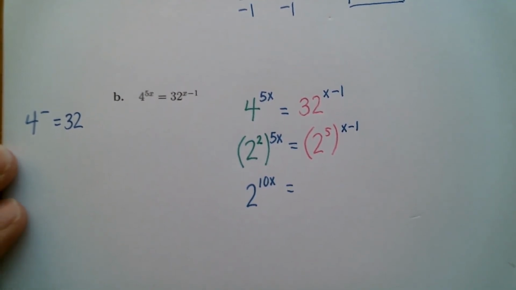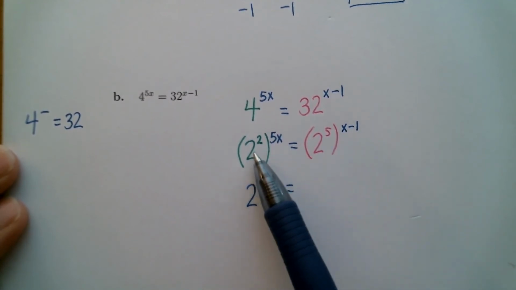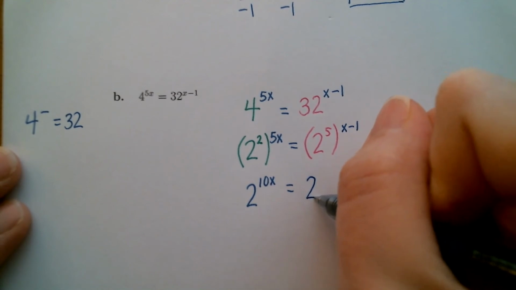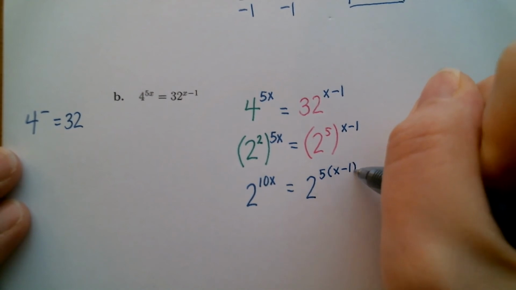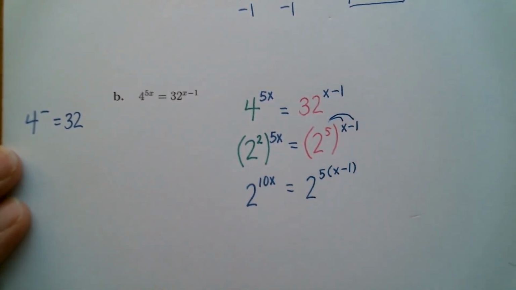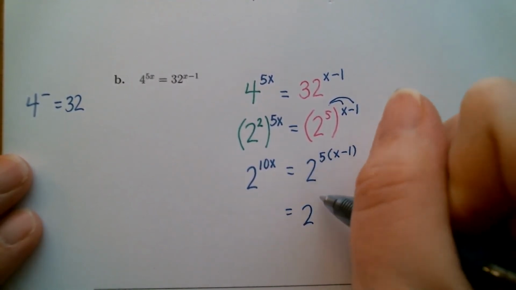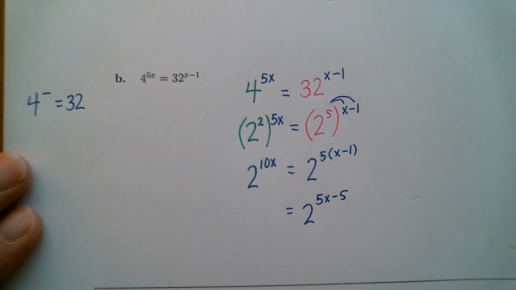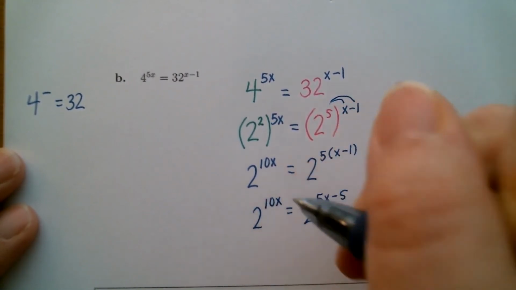All right, in the next step, you need to simplify your exponents. Same thing that was over here. You have a power raised to a new power. The exponents are side by side, so you multiply them. You've got to be careful here because it's 5 times the quantity x minus 1. That 5 is going to have to get distributed. So we're going to end up with 2 raised to the 5x minus 5 power. So be careful there. You have to distribute the 5. All right, so the left is 2 to the 10x.